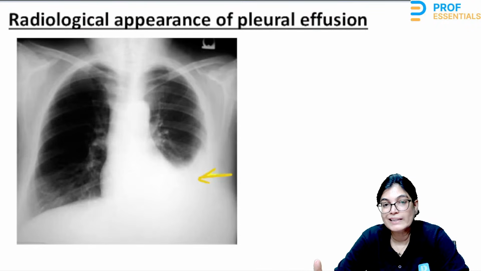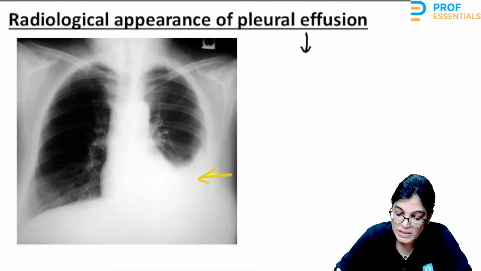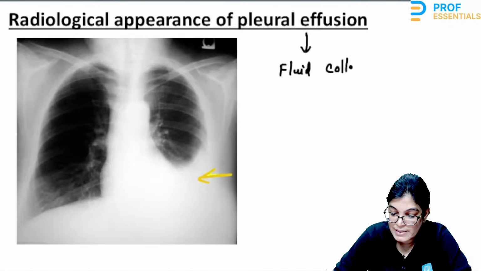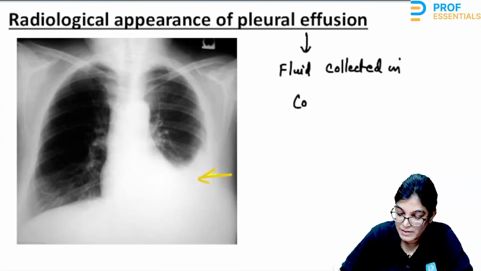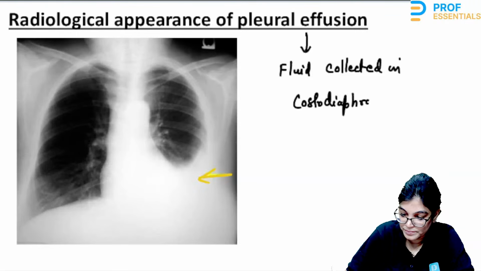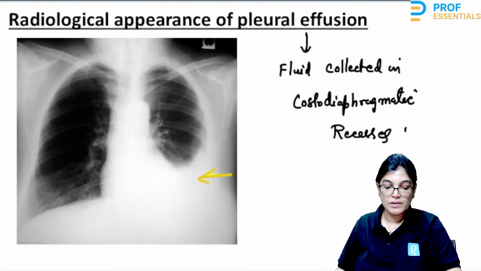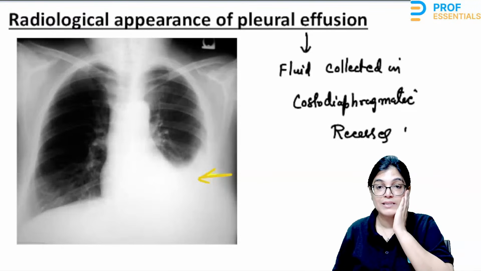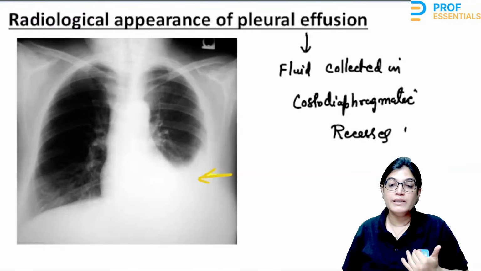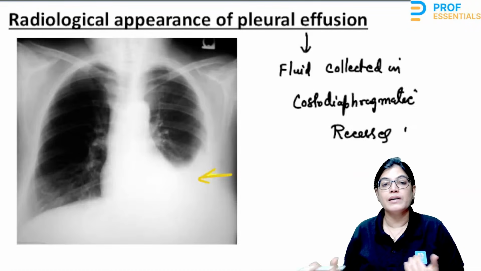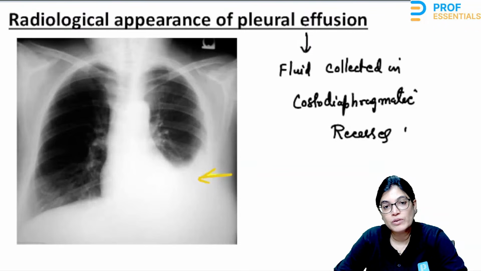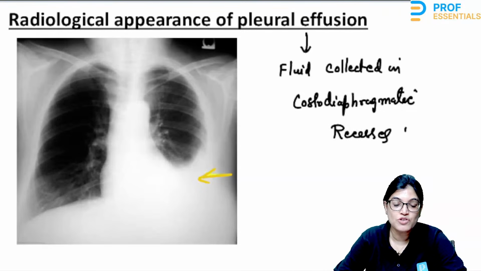Pleural effusion means a small quantity of fluid has collected in the costodiaphragmatic recesses. Any collection of fluid which is obliterating or widening the angle of the costodiaphragmatic recesses can be appreciated in the PA view of chest X-ray. This is the radiological appearance of pleural effusion. Okay, so this will be the first indication of pleural effusion that is routinely examined by chest radiograph.